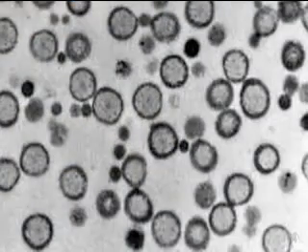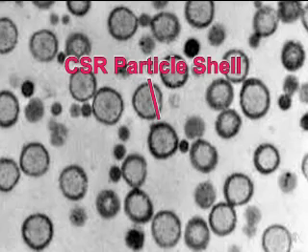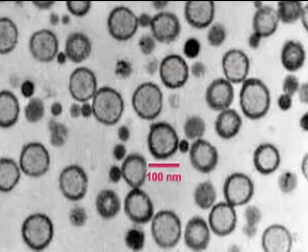This image shows cured composite that has been cross-sectioned and stained to highlight the CSR particles within the matrix. Notice the shell stains darker than the core or the surrounding polymer. The 100 nanometer particles are evenly dispersed, providing numerous sites for cavitation and crack termination.